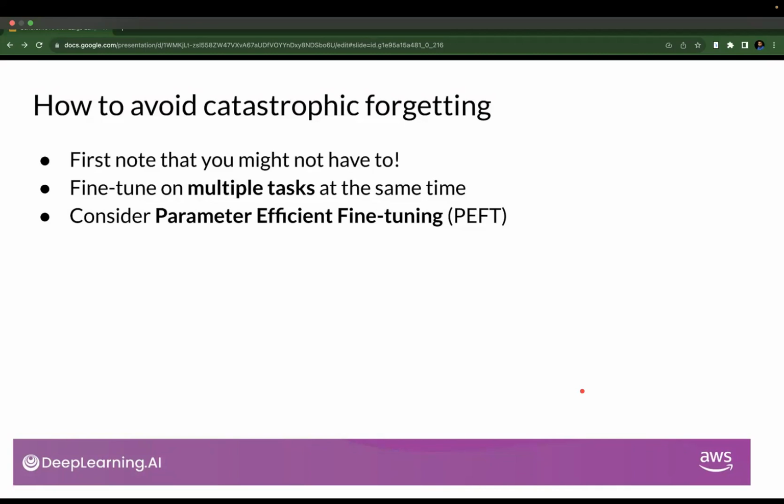But if you intend to use your model on other different tasks, which most likely people do, because LLMs have so many use cases that we would like to make use of them for more than one task, then there are a couple of techniques. One is fine tuning on multiple tasks, and the other is parameter efficient fine tuning. Let's see them.